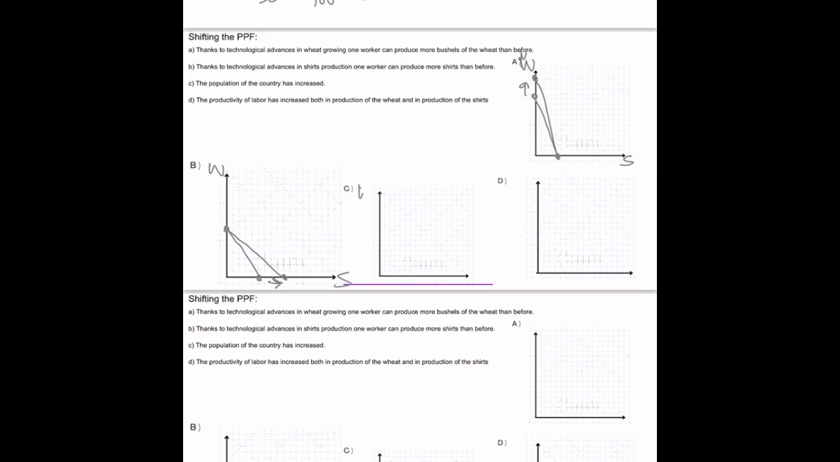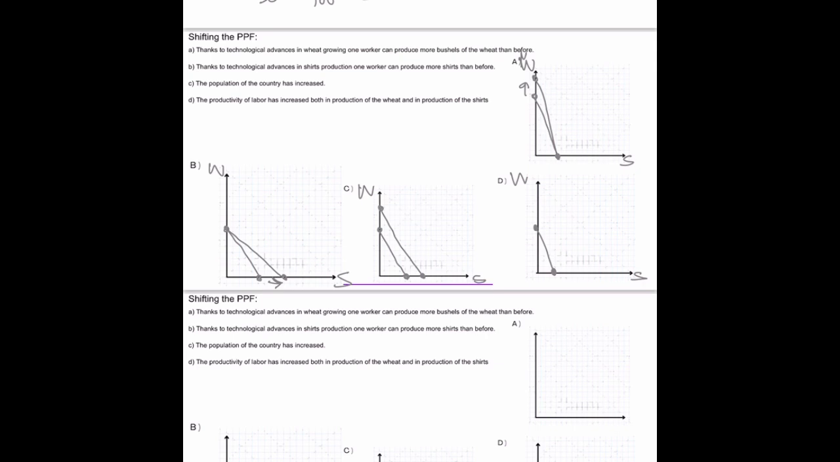Point C, the population of the country has increased. So productivity in both shirts and wheat will increase. And that's going to be a parallel shift. And then in point D, it says that the productivity of labor has increased in both production of wheat and production of shirts. In our first possibility, we're going to assume that it's an even increase for both shirts and wheat, and that'll be a parallel shift.